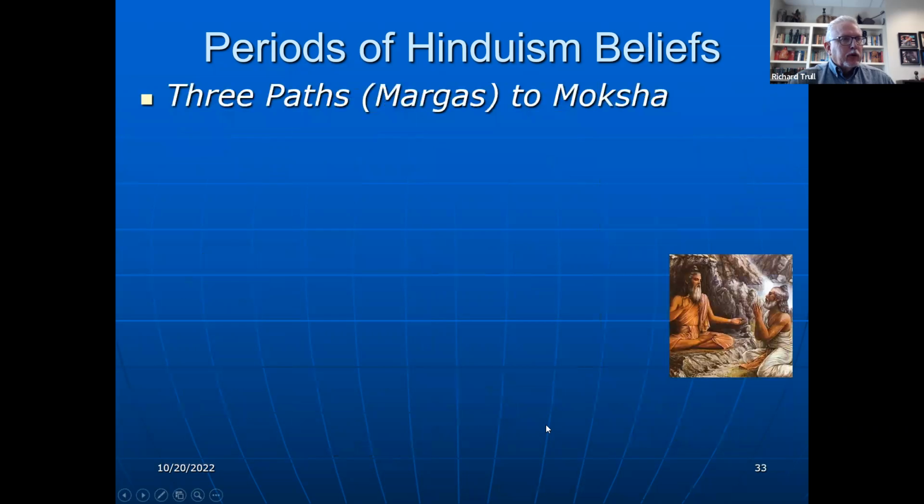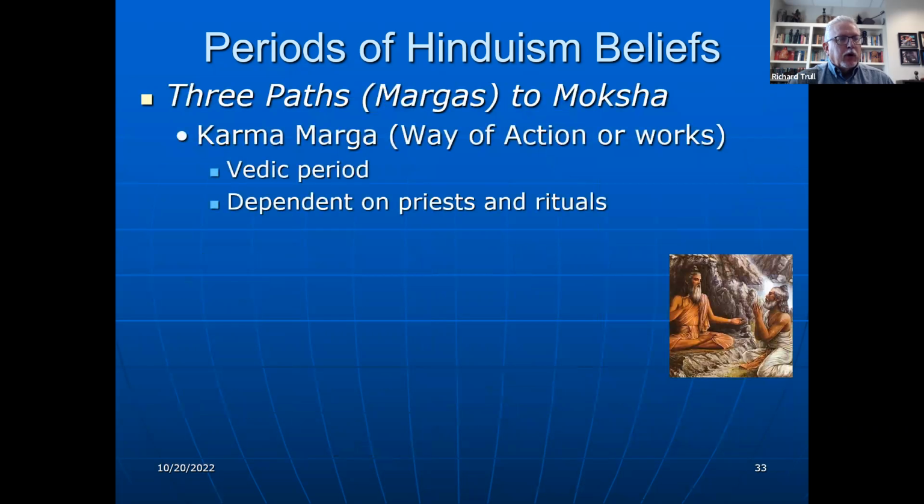So you get the three paths, margas, that's for paths, and each of these paths is a way to lead you to moksha, which is release from the cycle of reincarnation. Ultimately, that is the highest goal in Hinduism, like it is in Buddhism, to find a way to get released from this constant eternal cycle of reincarnation.